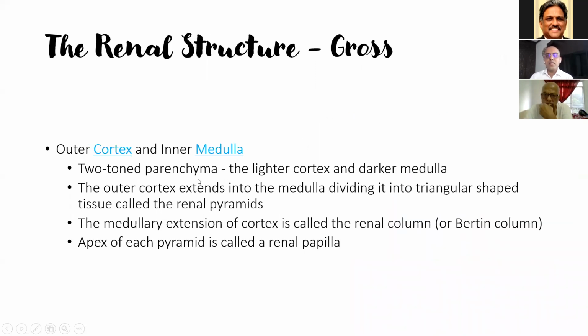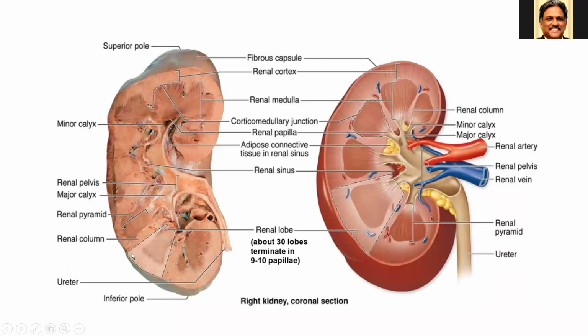Coming to the gross renal structure, the kidney has mainly 2 portions, the cortex and the inner medulla. It is a 2-tone parenchyma. The cortex is lighter and the medulla is darker. We'll go through these in the next image. So the outer cortex is usually lighter and the inner medulla is darker. The cortex extends into the medulla, dividing the medullary tissue into triangular pyramidal tissues.